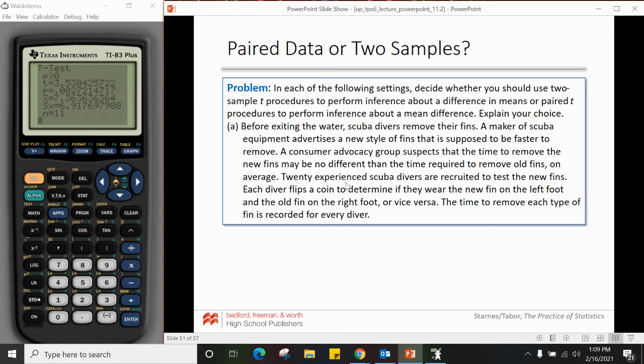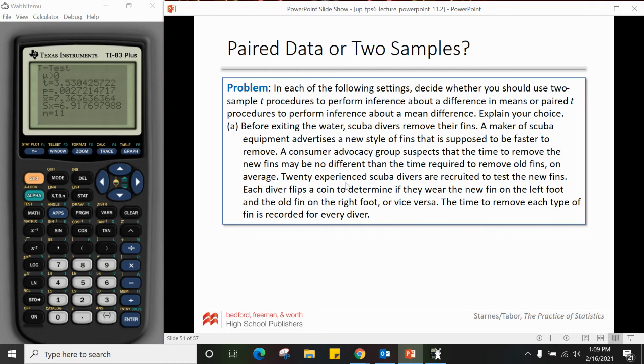Before exiting the water, scuba divers remove their fins. A maker of scuba equipment advertised a new style of fin that is supposed to be faster to remove. A consumer advocacy group suspects that the time to remove the new fins may be no different than the time required to remove the old fins. So 20 experienced scuba divers are recruited to test the new fins. Each diver flips a coin to determine if they wear the new fin on their left foot or their right foot, or vice versa. The time to remove each type of fin is recorded for the diver.